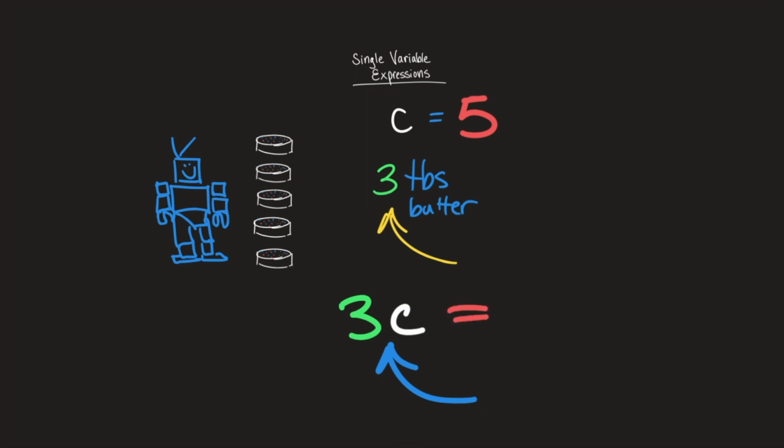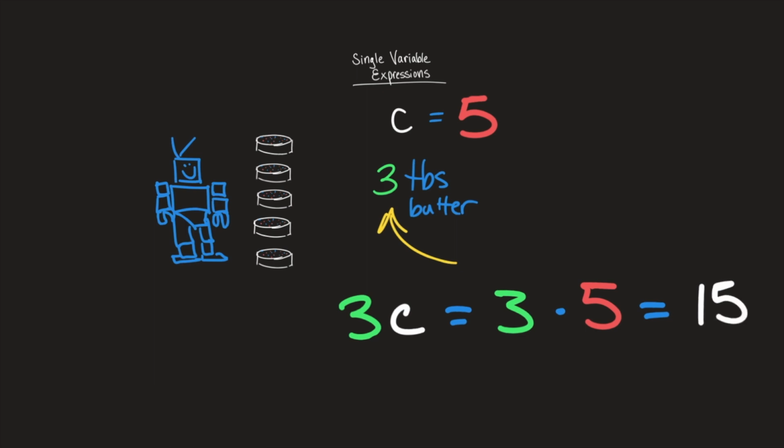We could also write 3 times c using the dot. Could also write 3 times c using the x. So these are all the same thing. 3c now is how many tablespoons of butter we want to use. So let's go ahead and evaluate that. So 3c is the same thing as 3 times 5. Okay, and we know that that equals 15. So this is how many tablespoons of butter that we're going to use.